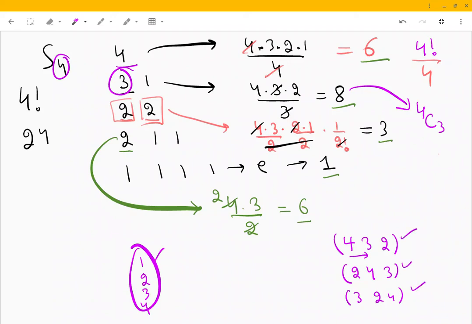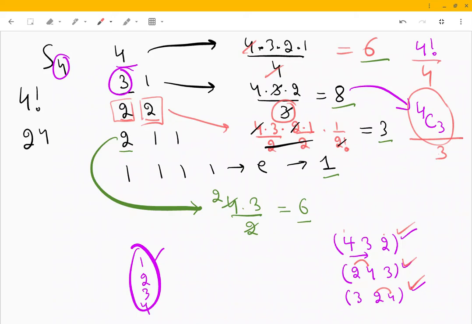All three of them say that 2 goes to 4. Here also 2 goes to 4. Here also 2 goes to 4. So these are the same elements. But this 4C3 will give us the number in which every three cycle like this would be counted individually. So we divide this by 3. That is why this 3 is there.